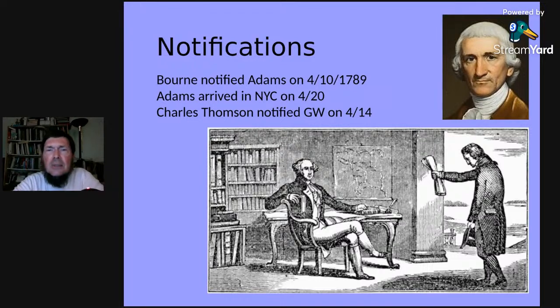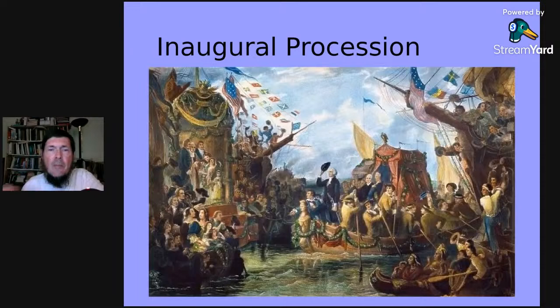All right, well, Charles Thompson is this guy in the upper right here. This is a portrait of him at the time. He arrived at Mount Vernon and notified George Washington that he had been elected, which is what this sketch here is trying to portray. And then after that, they traveled together to New York City. And all along the way, like with Adams, people would come to meet him and sort of have a little party.